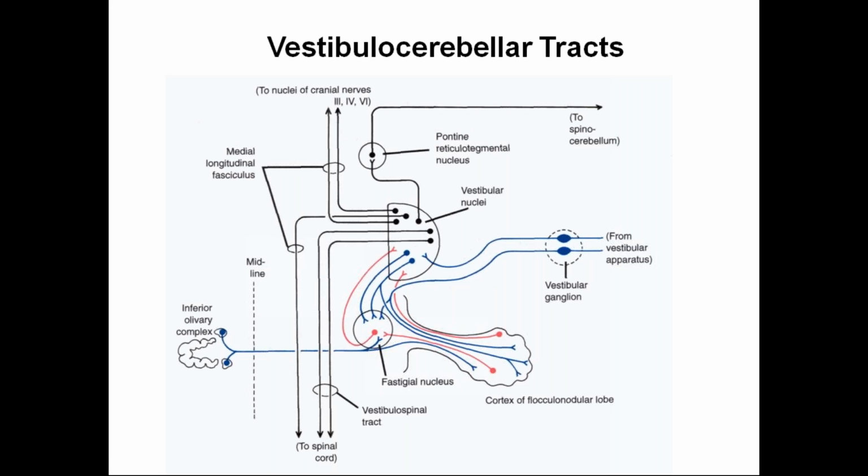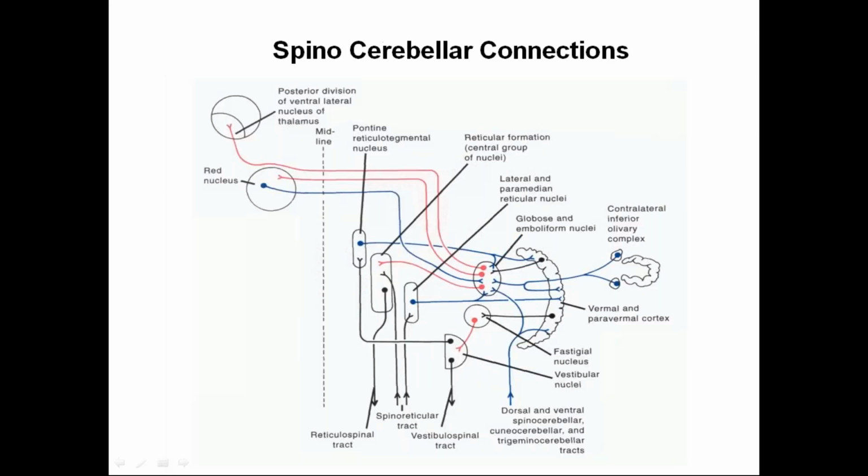These fibers would be forming the vestibulocerebellar fibers, which will be going to the cerebellum, and the nucleus for the vestibulocerebellar or archicerebellum is the fastigial nucleus. And from there it gets influenced and then comes down through the vestibulospinal tract. Sometimes they go directly without even relaying in the nuclei.